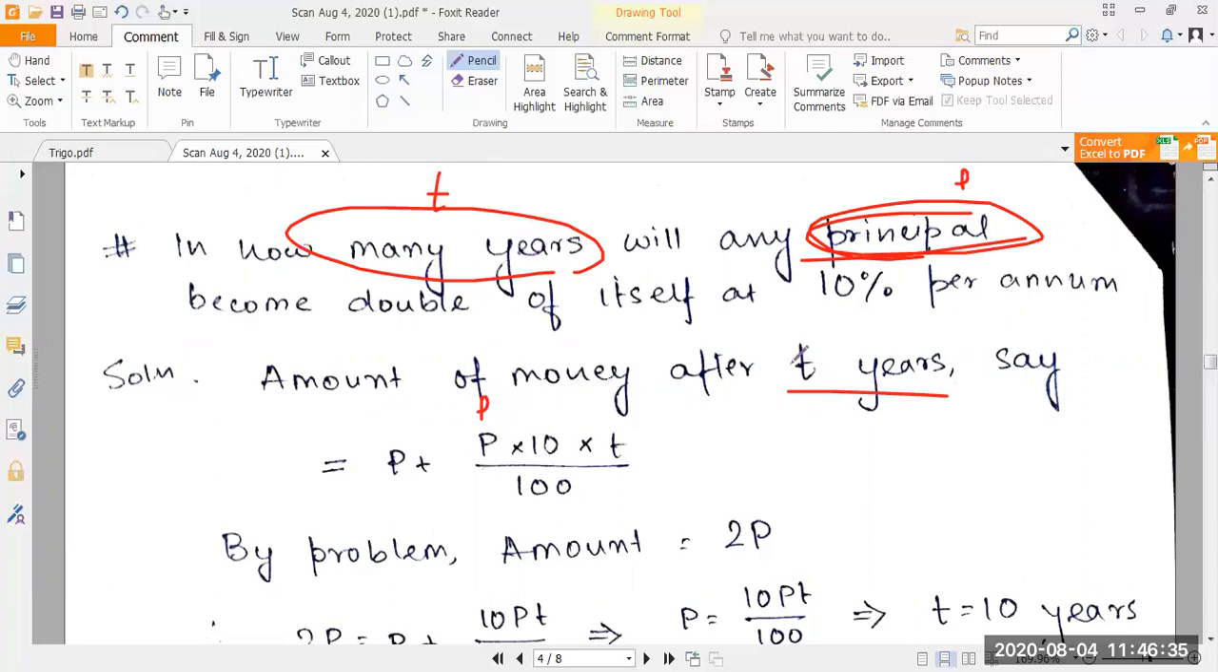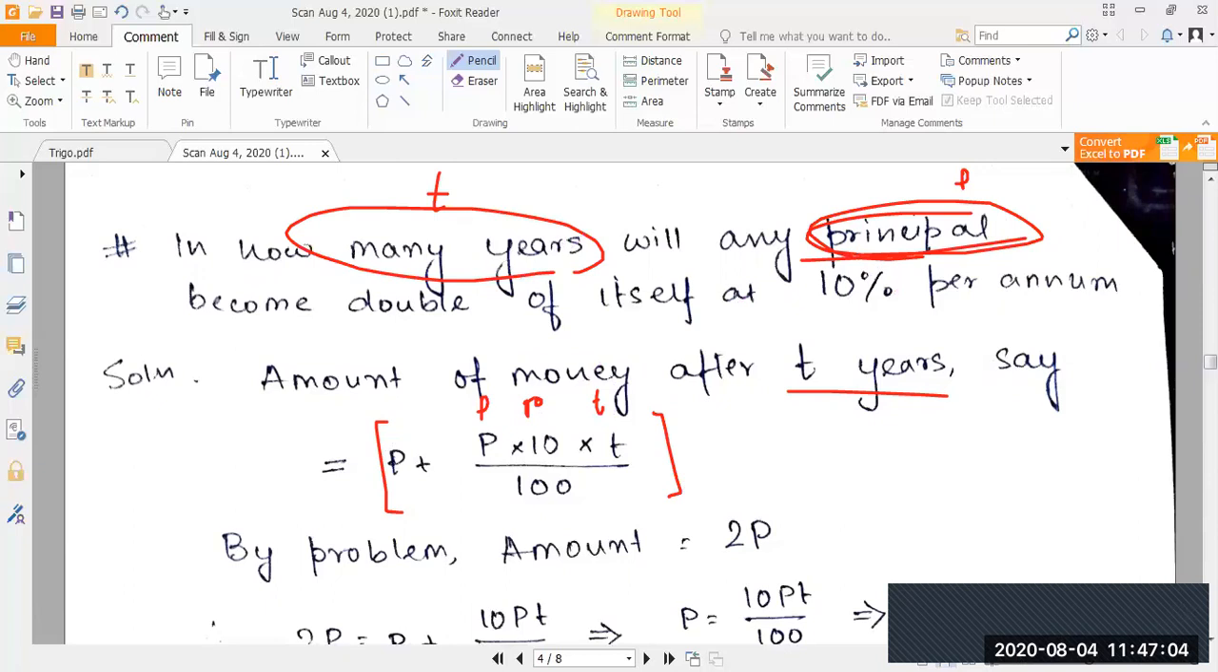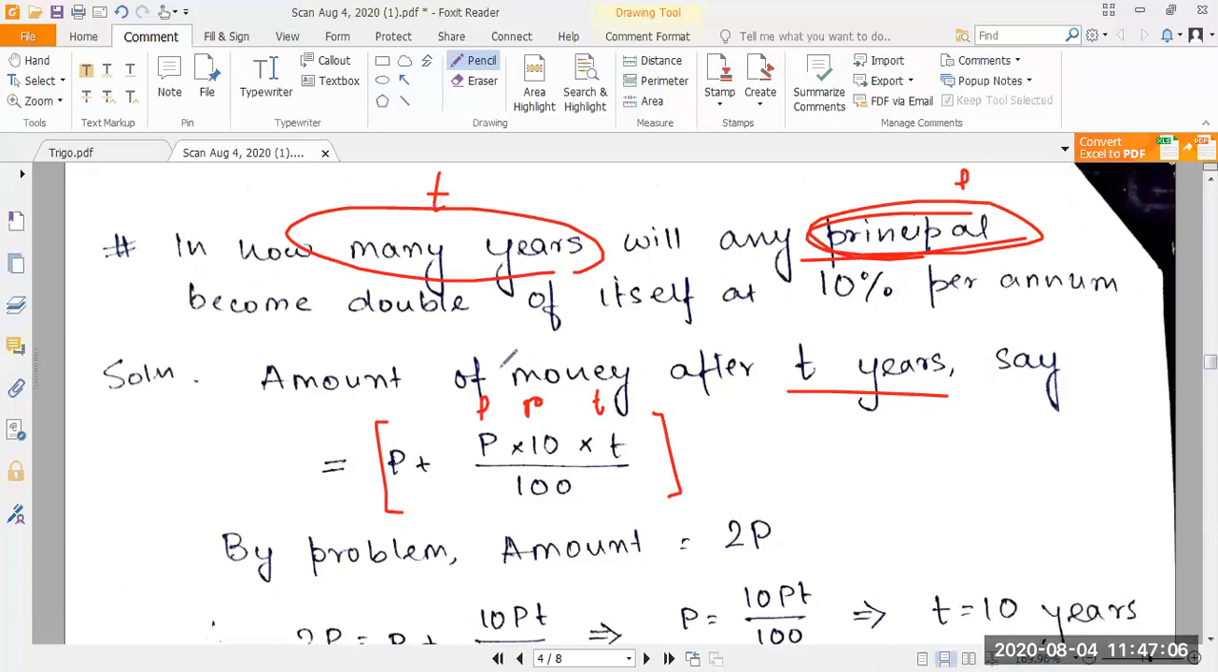So the amount of money after T years, let's say we consider a time period of T years, would be P plus PRT by 100. We take R as 10% per annum, as I've mentioned before. T is what we need to find out. So this would be the amount for any principal P and for some unknown years T, P plus PRT by 100. This is the simple interest.